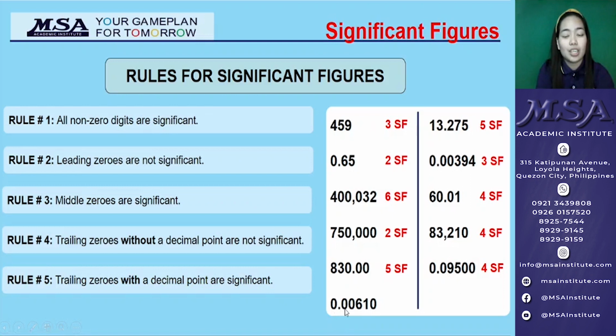Okay, so these are leading zeros, so they are not significant. These are non-zero, and this one is a trailing zero with a decimal point, and they are significant. So in this case, it will have 1, 2, 3, 3 significant figures. Another one, we have 405.080. Remember that non-zero digits, middle zeros, and trailing zeros with a decimal point are significant. So in this case, it will have 6 significant figures.